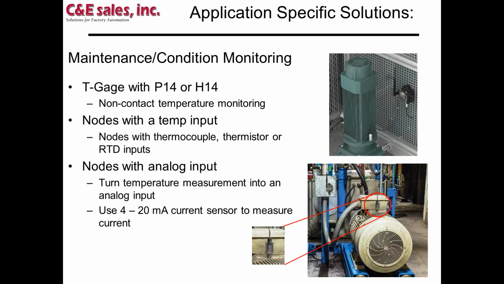Other options are a T-gauge, which is a Banner sensor for temperature. Works well with the P14 or H14. That would be given an analog output signal. Again, we talked about nodes with the RTD, thermistor, thermocouple inputs. And then other nodes are just plain analog, whether 0 to 10 or 4 to 20.